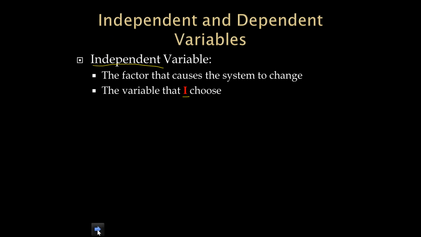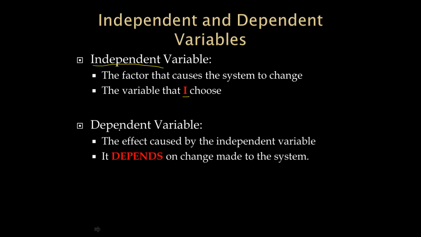The other type of variable we'll be looking at now is the dependent variable. And that's the effect caused by the independent variable. It depends on the change made to the system. So that's the way I like to remember that. If the change depends on the change being made to the system, it's the dependent variable. If I choose to make that change, it's the independent variable.